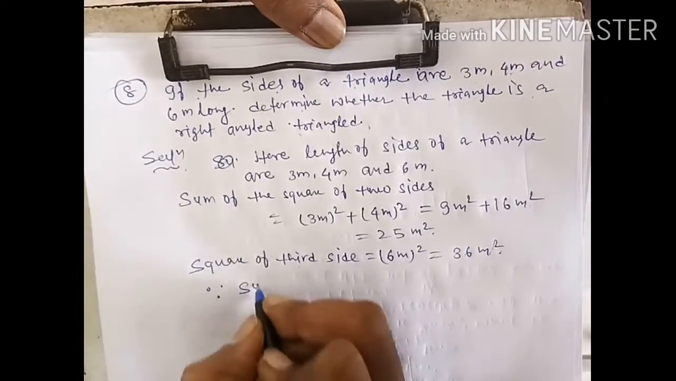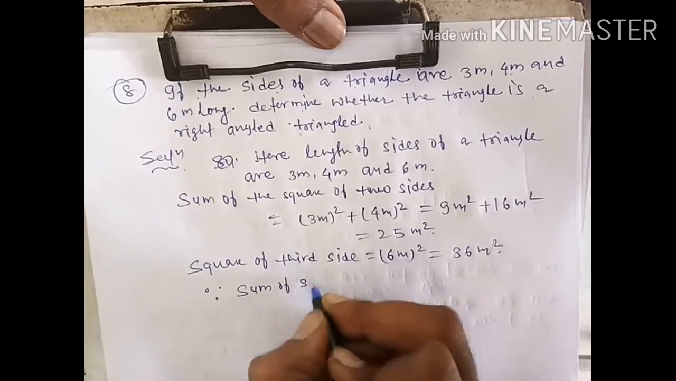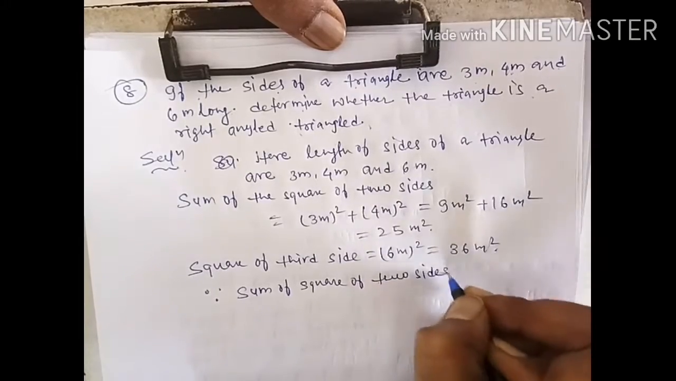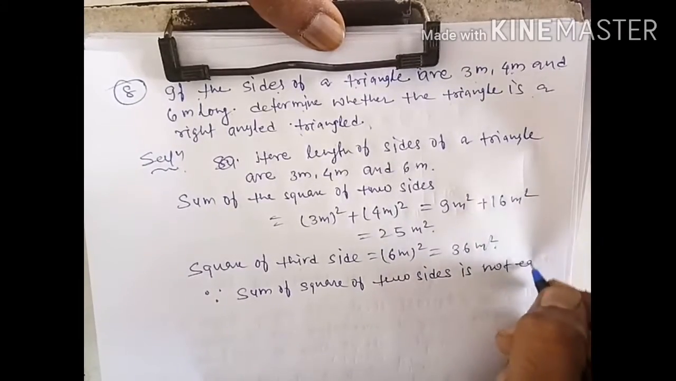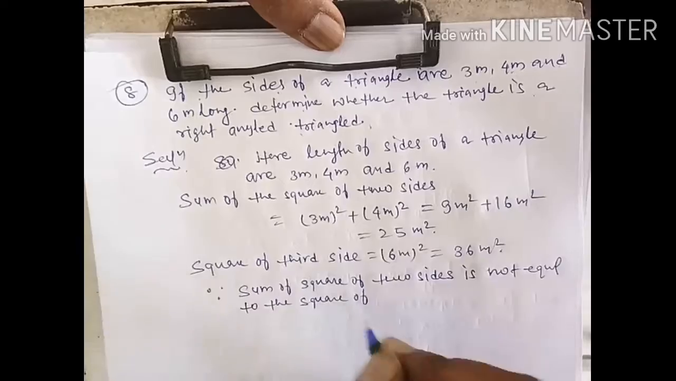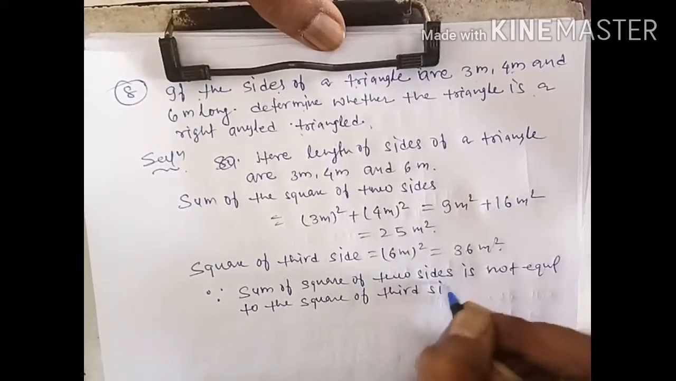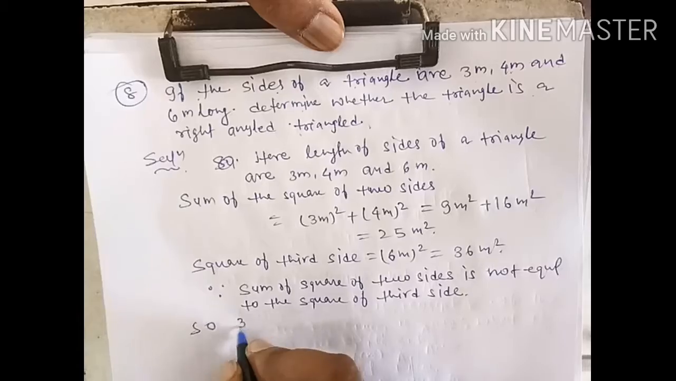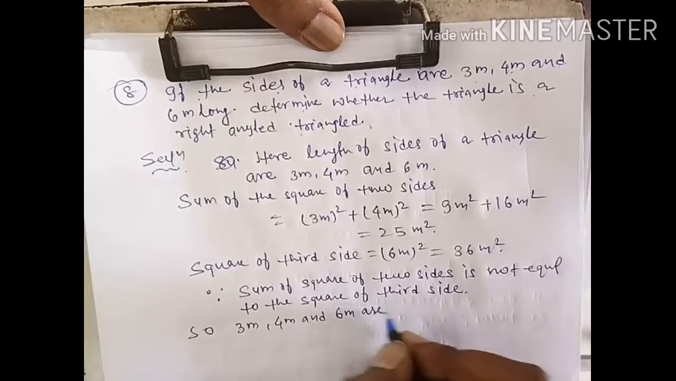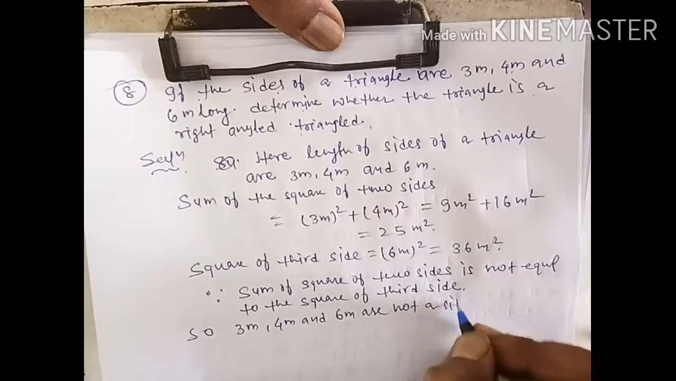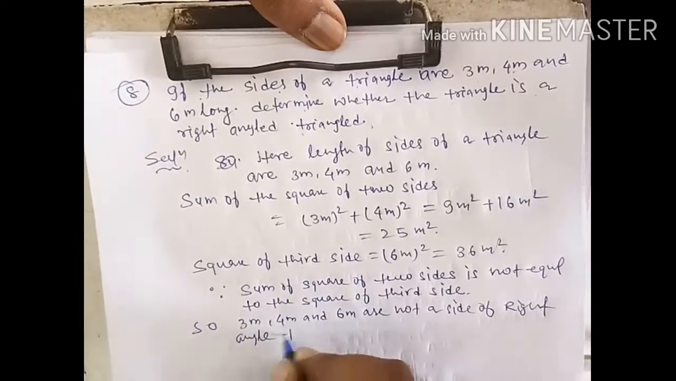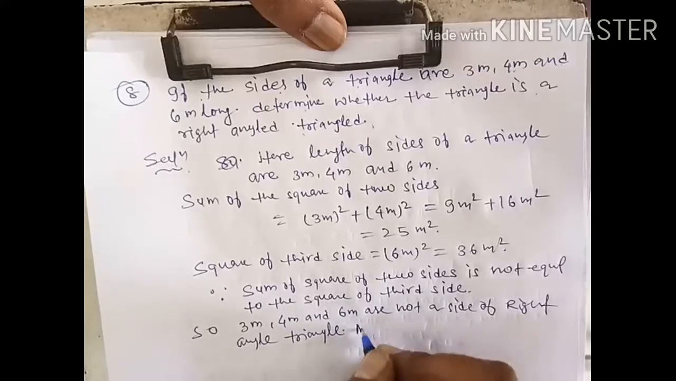Since the sum of squares of two sides is not equal to the square of the third side, so 3 meter, 4 meter and 6 meter are not the sides of a right angle triangle. This is the answer.